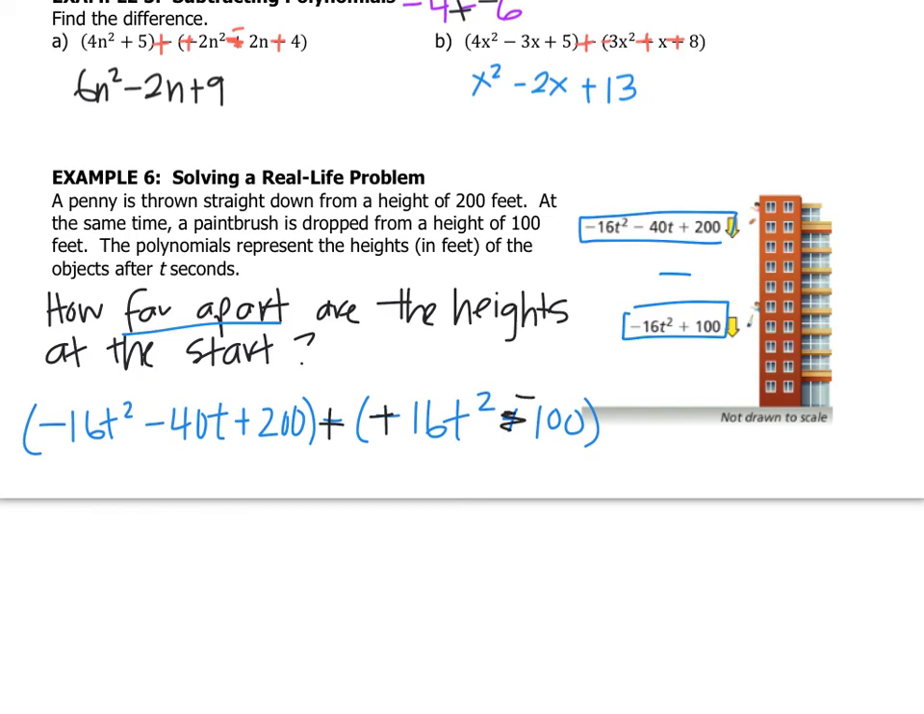Now I'm going to combine like terms, and I noticed that these two terms actually just cancel each other out because one's positive, one's negative. So it'll be negative 40t plus 100 would be the distance in their heights at the very beginning.